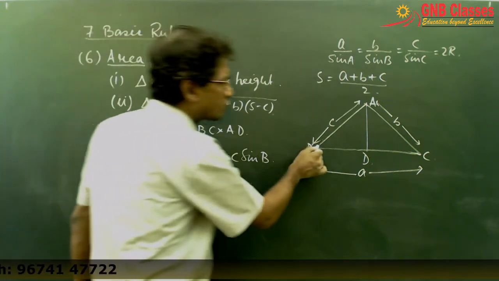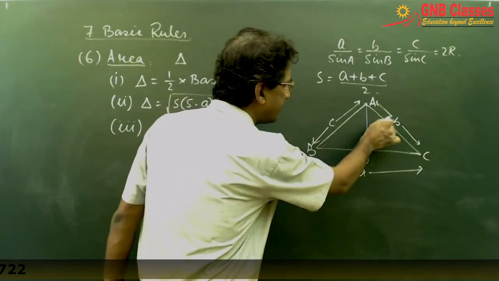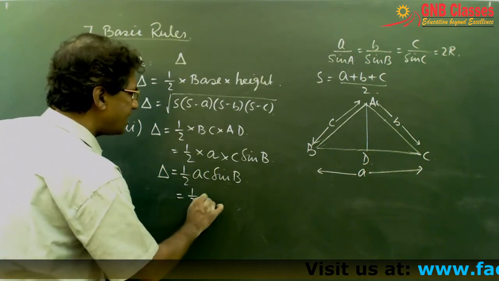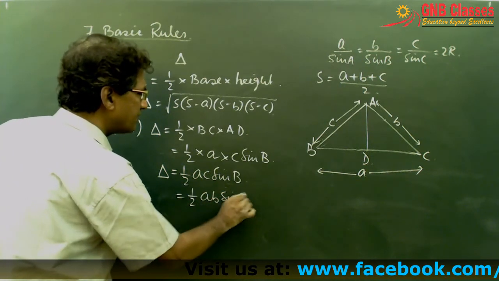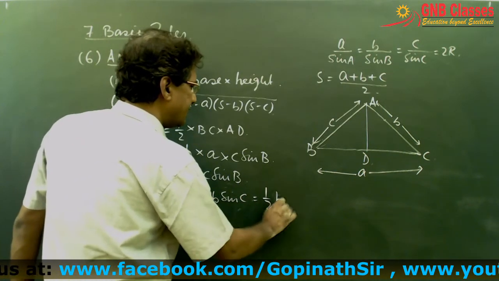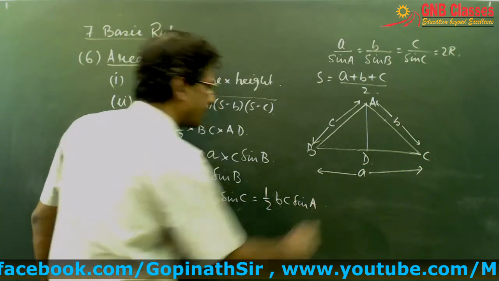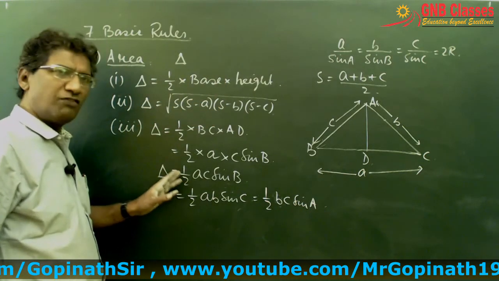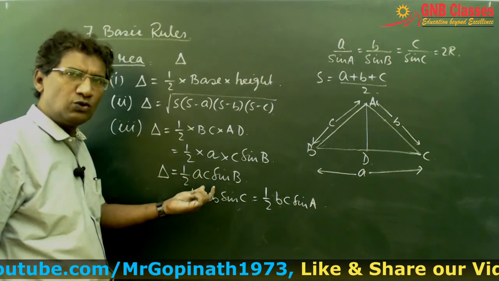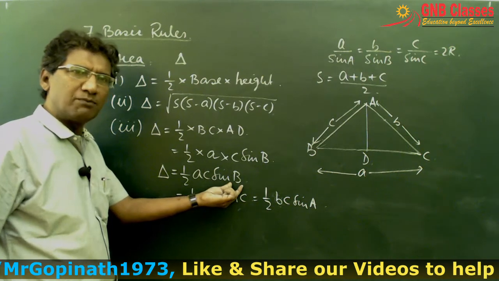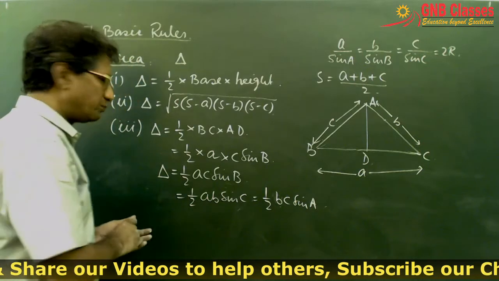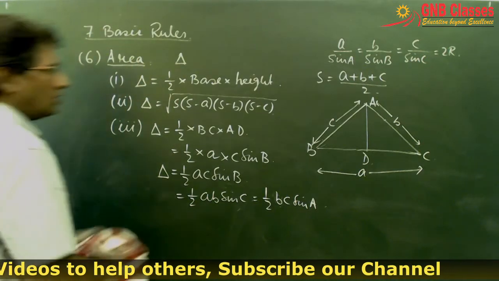Now, if we draw a perpendicular from B on AC and from C on AB, we can prove the area as half ab sin C as well as half bc sin A. Is it clear? Therefore, the area of any triangle can be written as half into the product of any two sides into the sine of the angle between them. Is it clear to all of you? Okay. Now, look carefully.